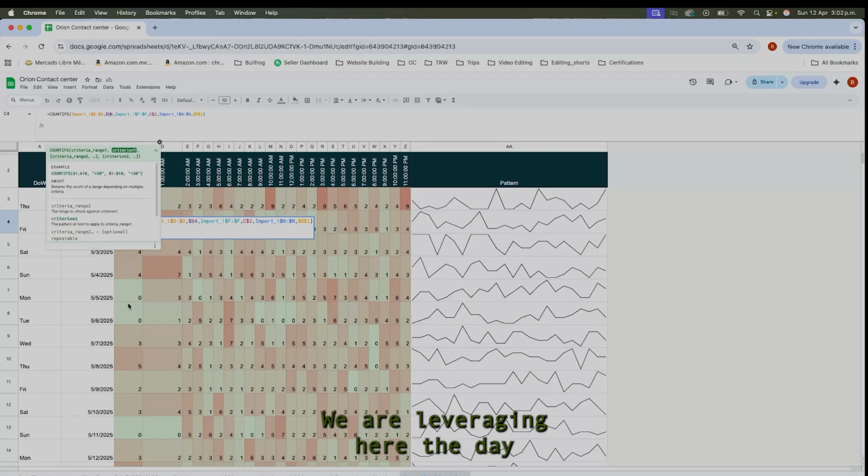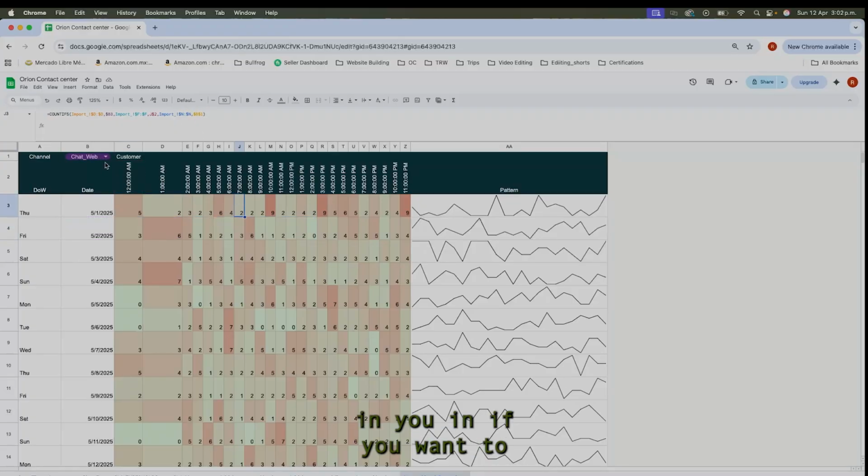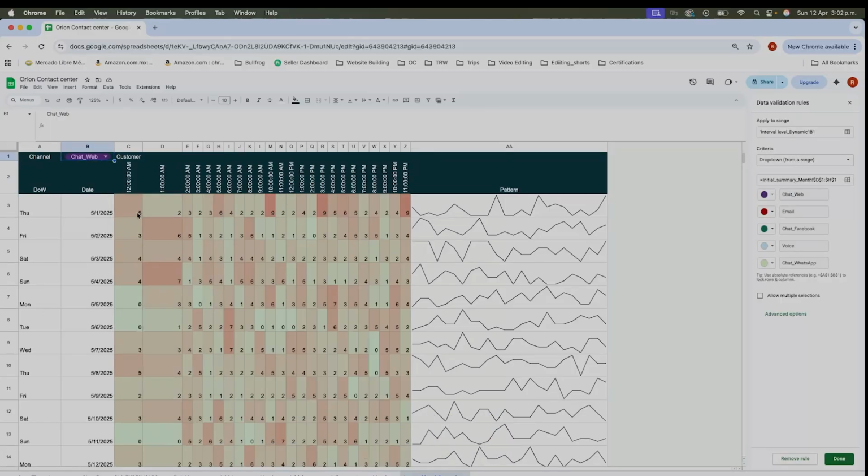We are leveraging here the V4, which is the date on a daily level. We are doing the interval, and we are doing the channel. So that's how we make it dynamic. And if you want to change the menu here, you can add or remove channels according to your needs. So that is going to be done for this part.